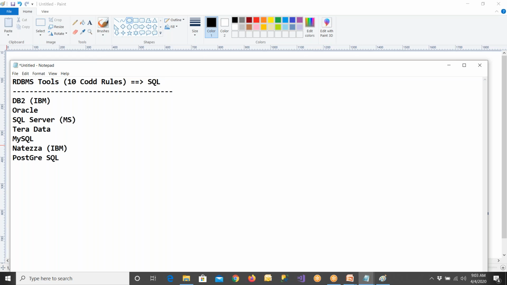Never write it like this. This is not the right spelling. This is a wrong spelling. SQL is to be written only like this. Am I clear? But people will be pronouncing it as "sequel" or "S-Q-L". SQL is a language. SQL Server is a software. You have to understand this clearly.